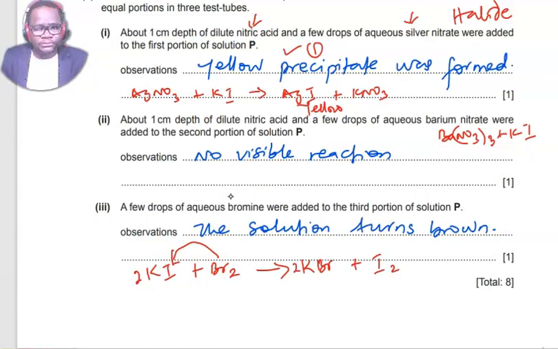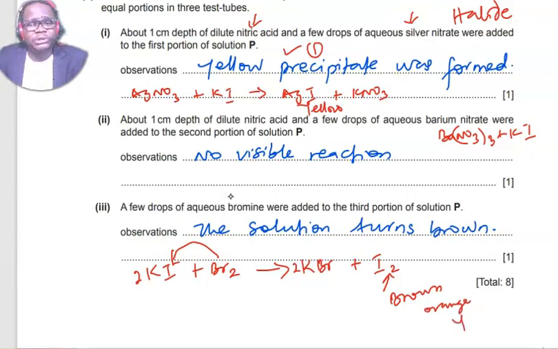And of course, iodine liquid has a dark brown color, sometimes orange, and sometimes could be yellowish. So write any of these as your observation. The solution turns brown, the solution turns orange or yellowish. That will be the observation, because iodine is displaced from the solution.